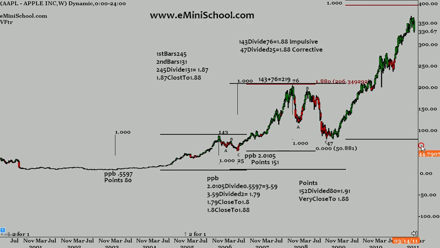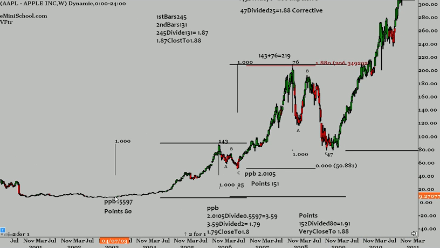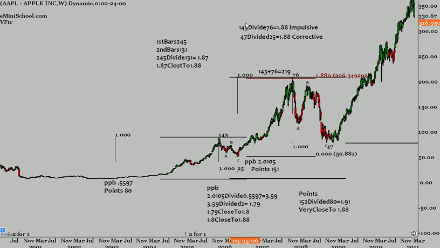First we'll start with a low, it's hard to see here, at 414.03. From this low to this high is 143 bars. Now from this high, we correct down, and we have another impulsive leg to this high for 76 bars. So we divide 143 by 76, which gives us 1.88. That's on the impulsive side.